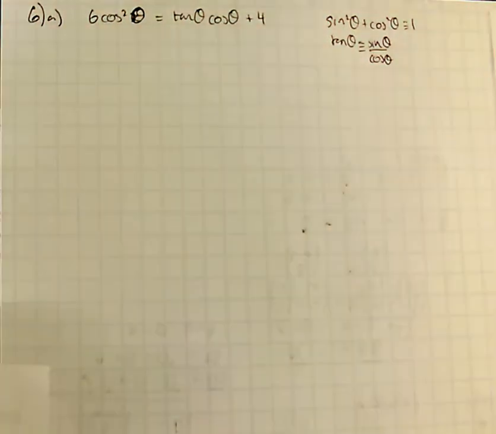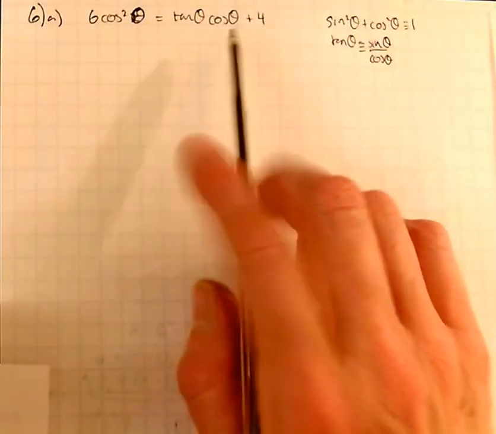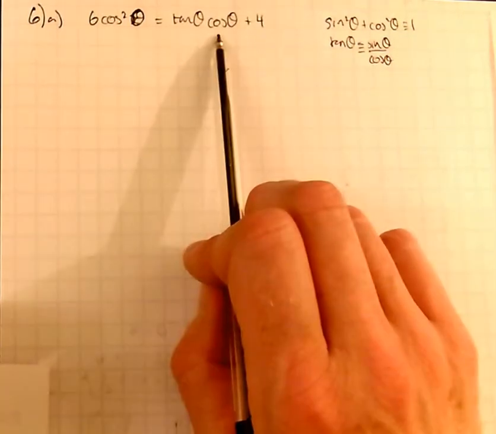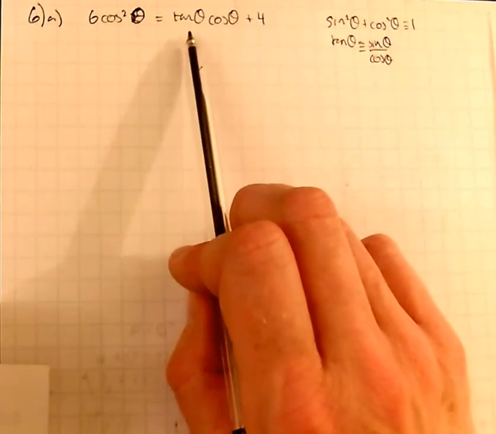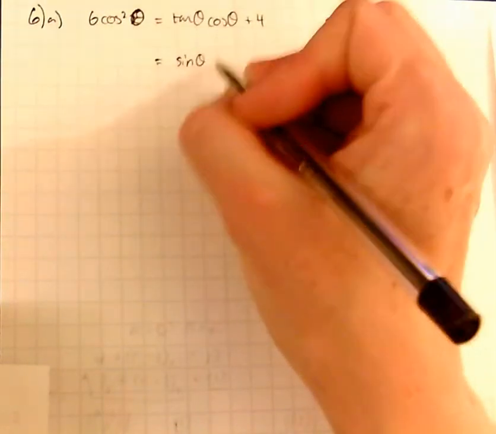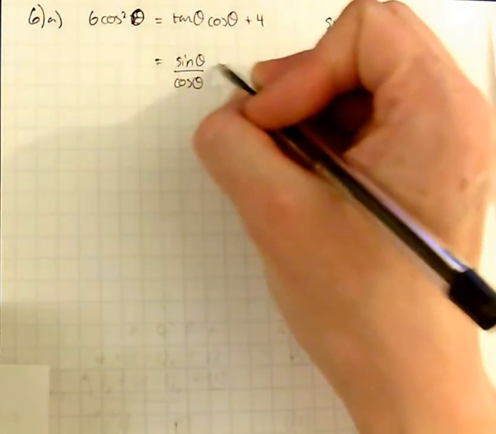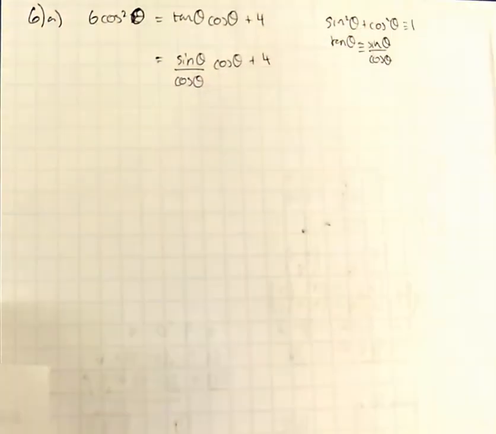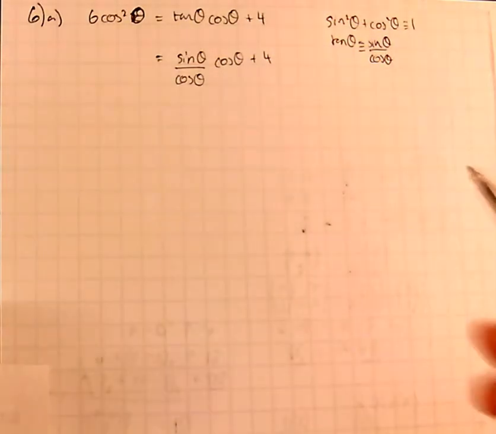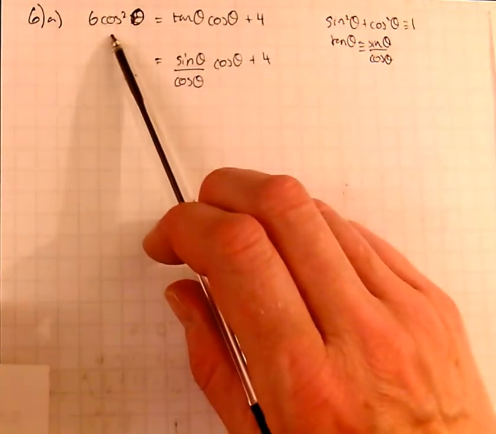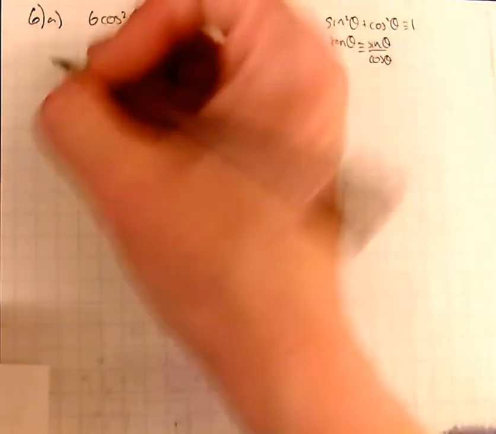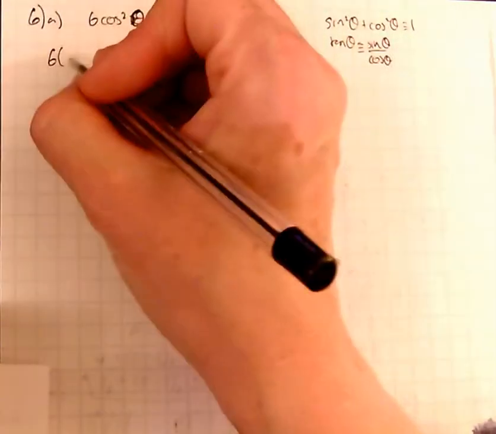Right, so looking at this here, we have got different trig functions. So immediately I'm going to write things in terms of sine and cos. I'm going to replace this tan theta with sine theta over cos theta. Now that's going to be nice because that's going to cancel. I know that I'm aiming to get something only in terms of sine, so I'm going to replace my cos squared with 1 minus sine squared, and I'm going to use some brackets because I'm multiplying by 6.